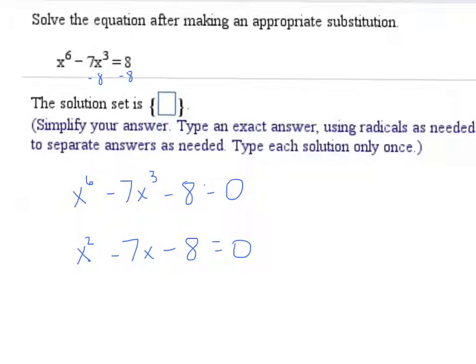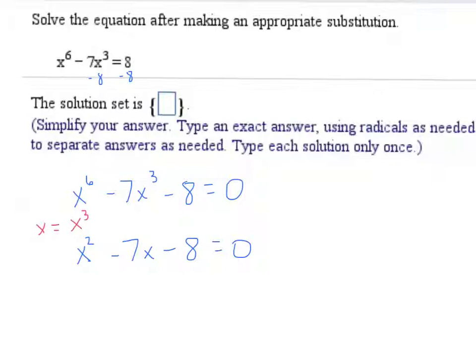So if I substitute x cubed for x, then if I square x cubed, I do get an x to the 6. If I put in x cubed for x here, I will have a 7x cubed there. So that is an appropriate substitution.